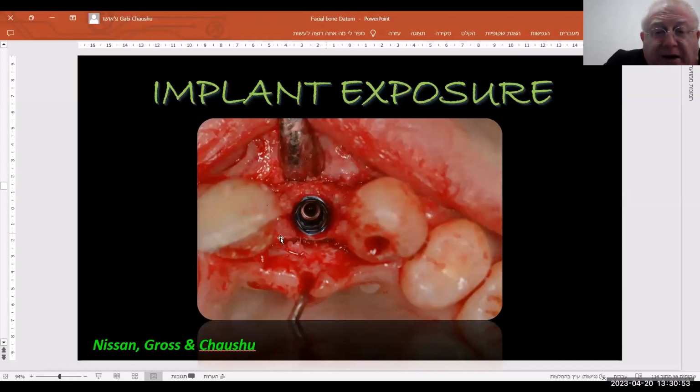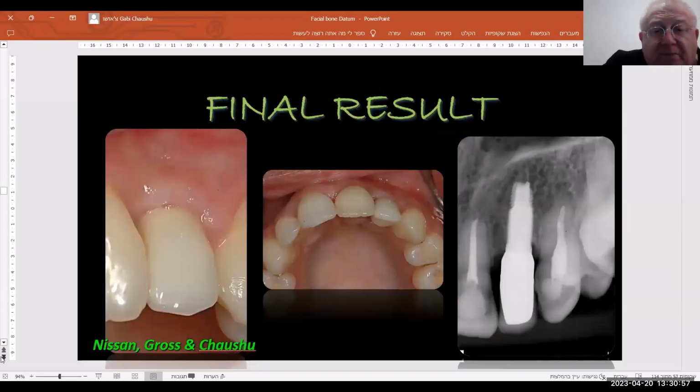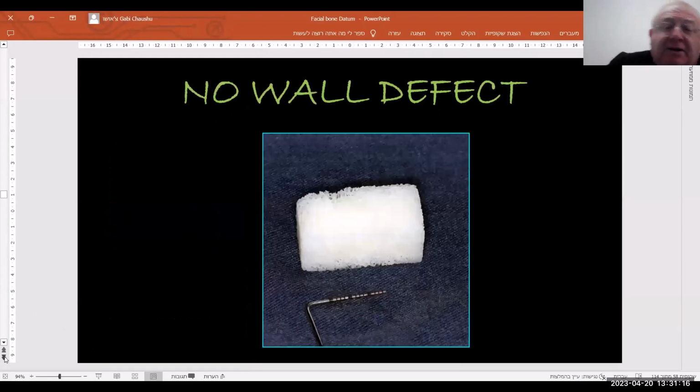So, implant exposure, as you see here, healing cap, and final result. You can compare the buccal contour of this lateral to this lateral. Again, we managed to gain a nice bone volume buccal to this implant. But when we don't have a wall, a no-wall defect is a much more complicated situation.